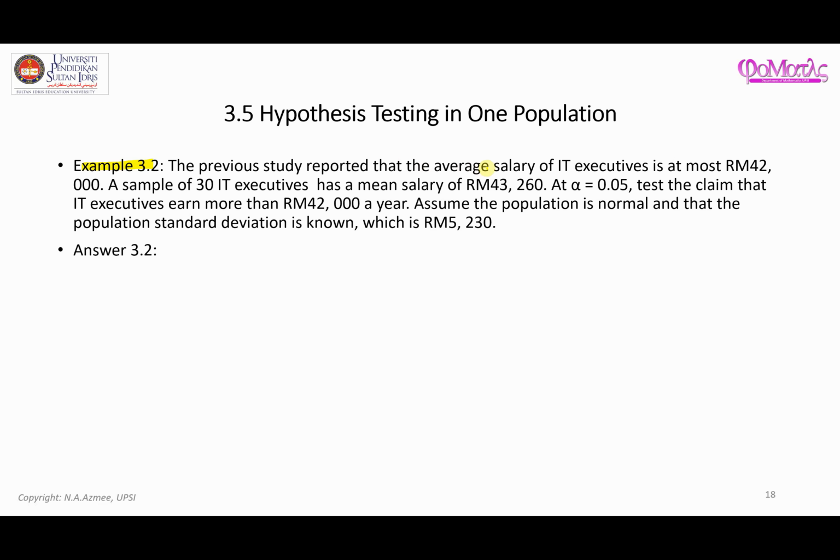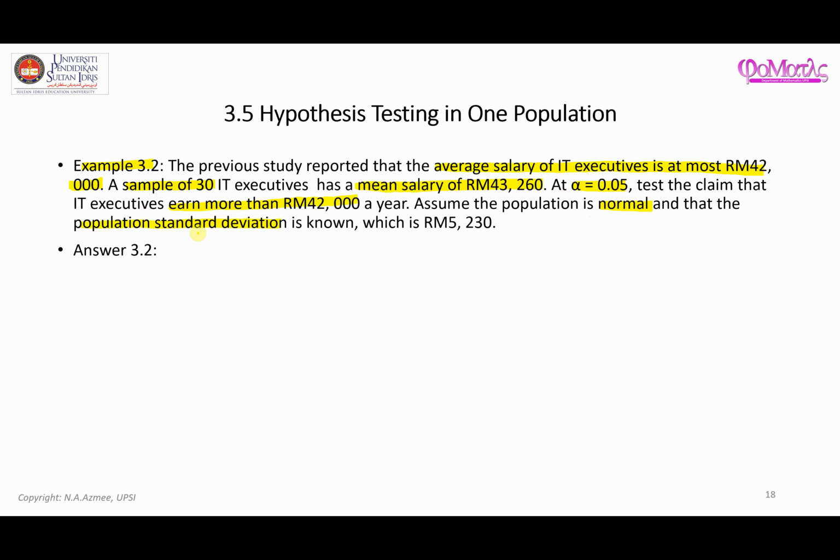The first one here is this statement refers to the null hypothesis statement, and this is the sample of 30 IT executives, which is the value of small n, and this is the value of x bar. So alpha 0.05 is the significance level, and we are going to test the claim that IT executives earn more than 42,000 a year. So this statement here is the alternative hypothesis. Now assume the population is normal and the population standard deviation is known.